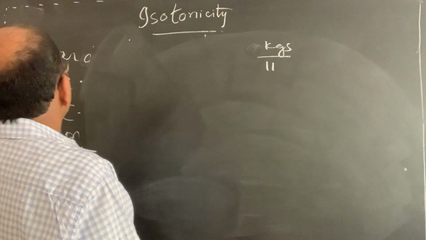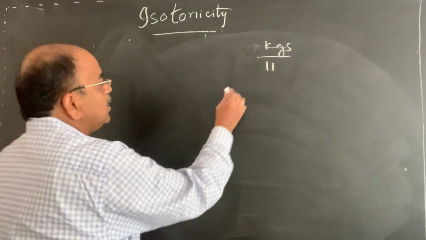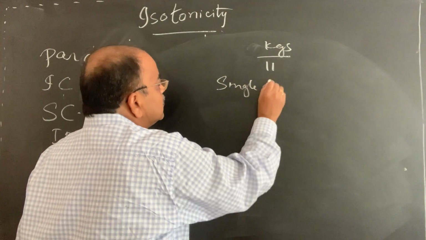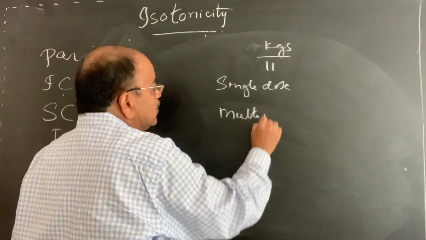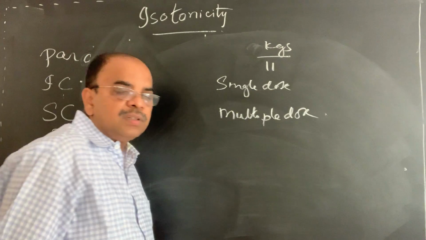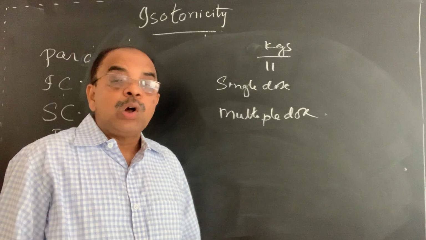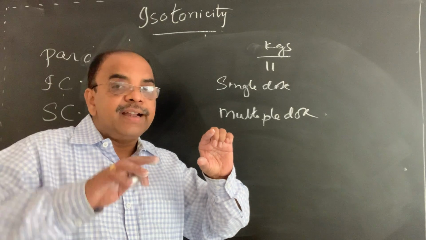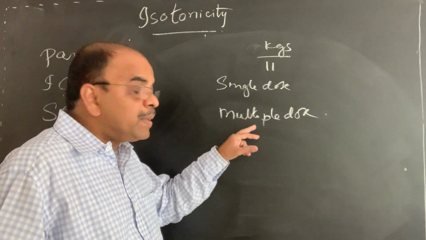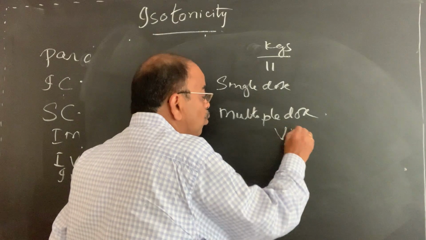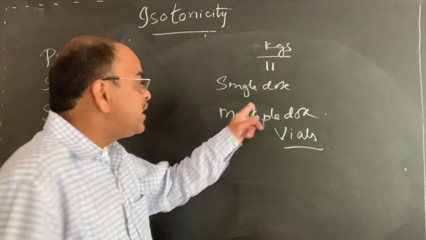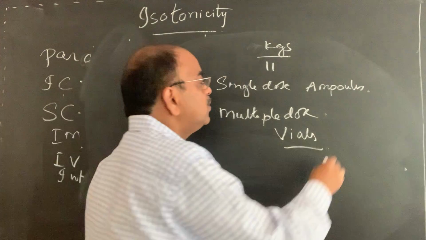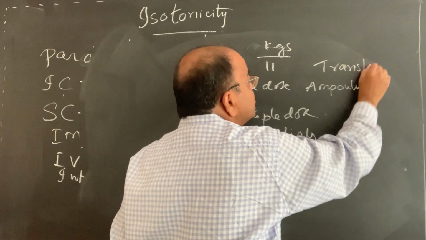Now, one more small important point here: single dose and multiple dose injections. What is the maximum volume we can pack in a single dose injection and in a multiple dose injection? Multiple dose means generally we use vials. Single dose means we use ampules. Not only ampules, we use transfusion bottles also.